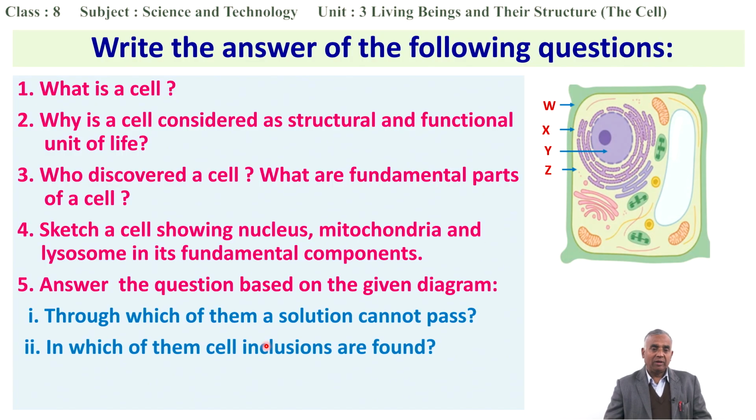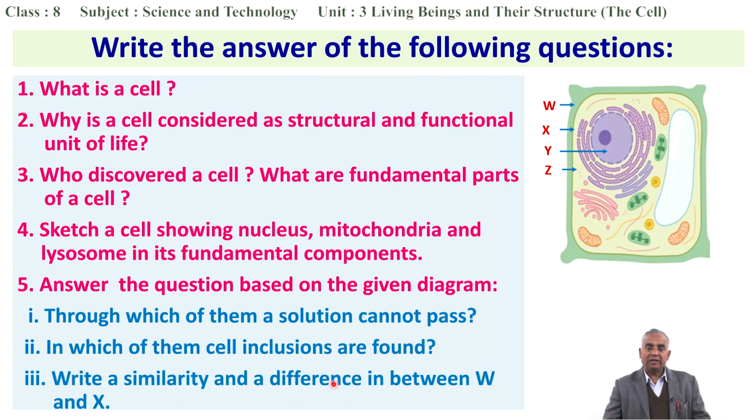Now the next one, in which of them are cell inclusions found? There are four parts shown here, W, X, Y, Z. Cell inclusions are found in what? Z. Then write a similarity and a difference between W and X. W is the cell wall, X is the cell membrane. In them, you have to write one similarity and one dissimilarity. That means one difference. So you will try to do that.